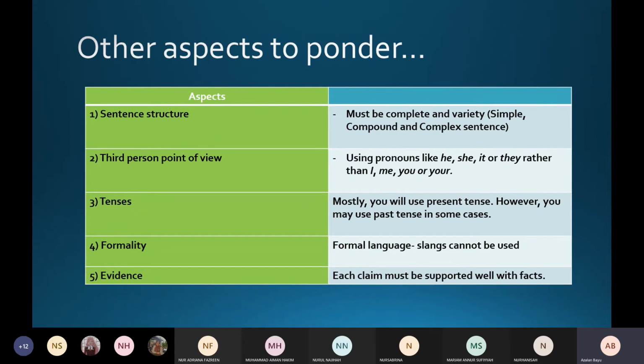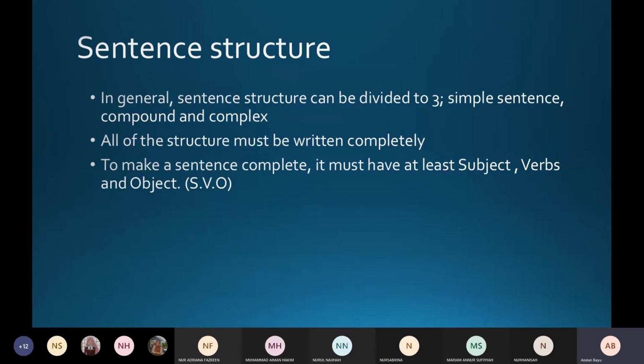Evidence. Every evidence that you put in the essay must be supported by facts. For example, the quote that you take, you have to give credit to whoever said it, or whoever issued this statement. So you must give the proper evidence on that. Alright, sentence structure, we continue a bit at the end.